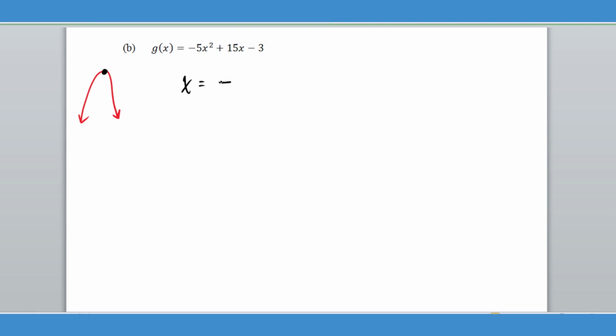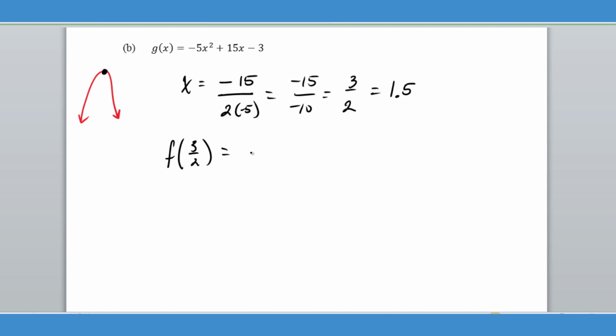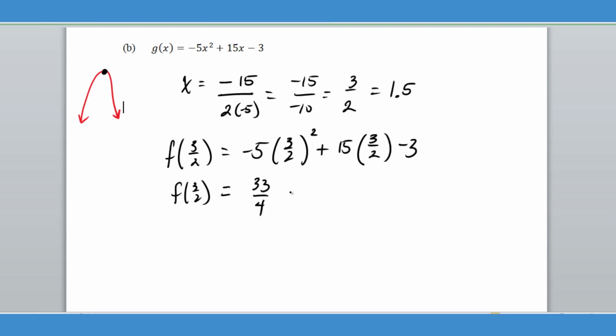We're going to solve for the x value, which is going to give us negative 15 over negative 10, which is basically going to reduce to 3/2, and of course you can write that as 1.5. Either way comes out to be the same. For your y value, if I plug this in, this is where you definitely want to use your calculator a little more efficiently, so that's going to give us 33 over 4, which is the same thing as 8.25.